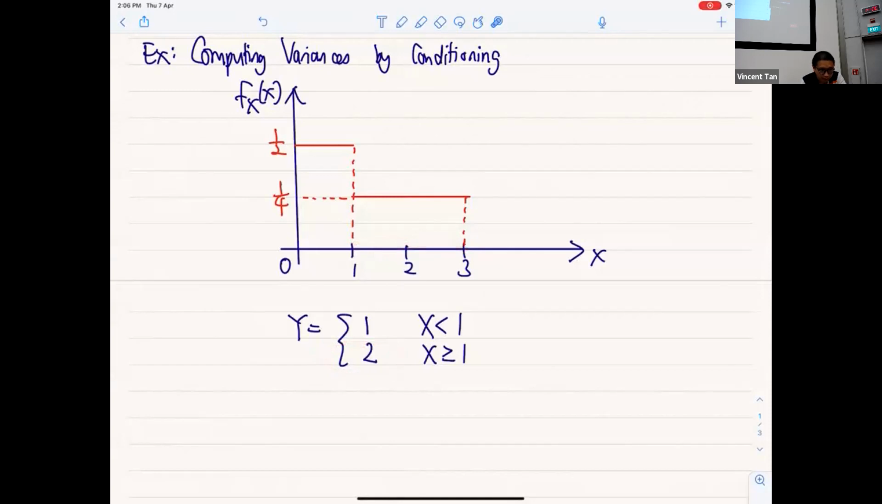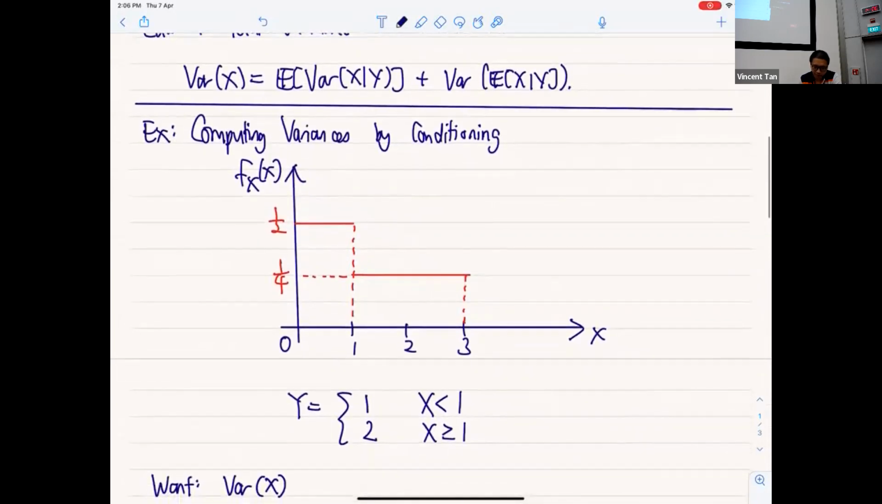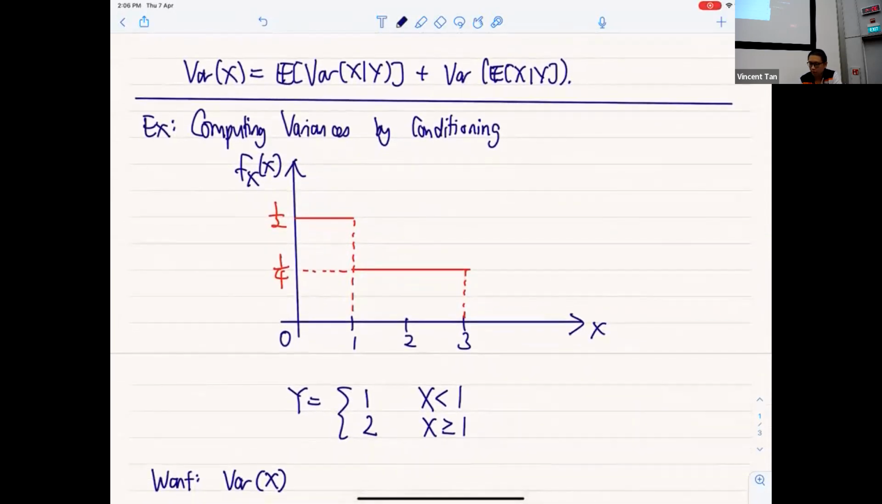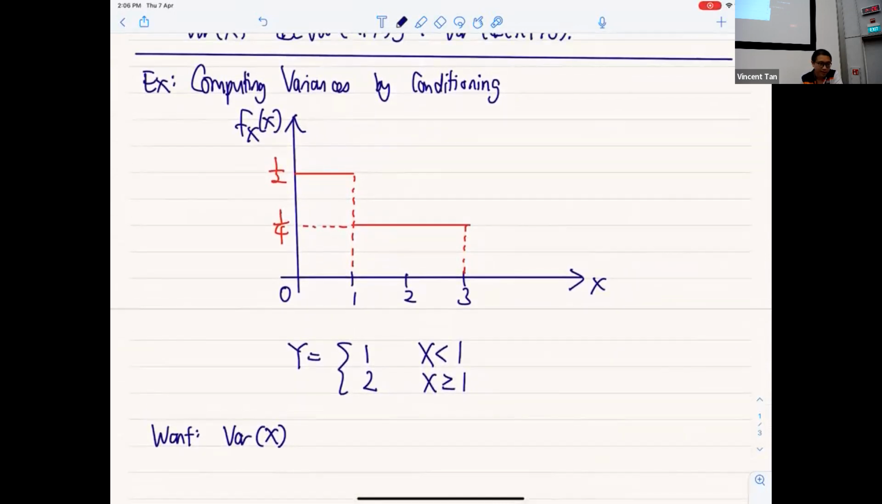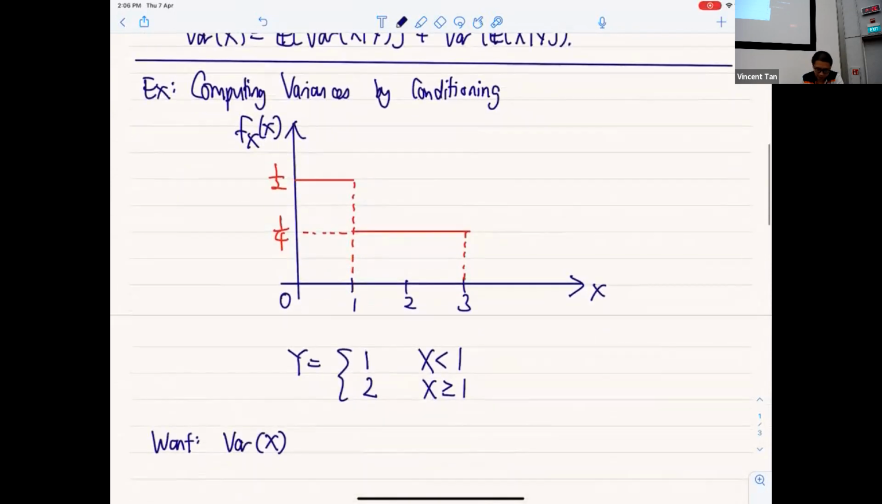Okay, so now I'm interested to compute the variance of x. Suppose you didn't know this special formula, the law of total variance. You can do your integration and do something to go and find the variance. But that's not the point here. We want to do this in a quick and easy and fast method by using the law of total variance.